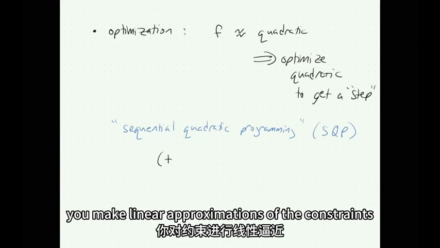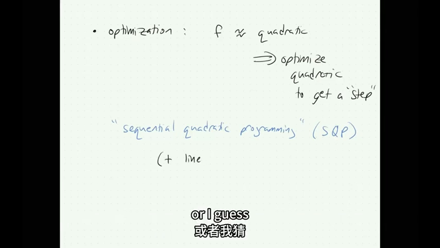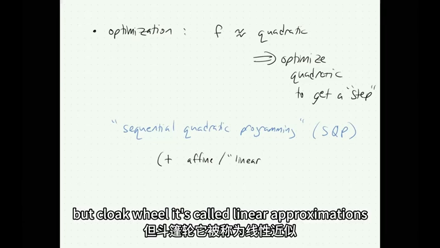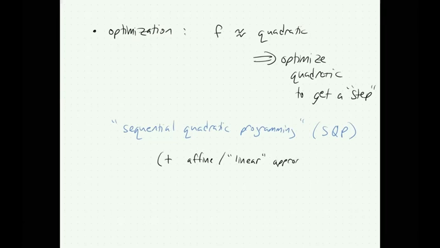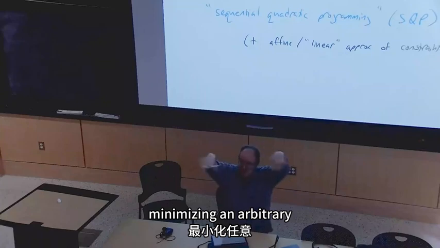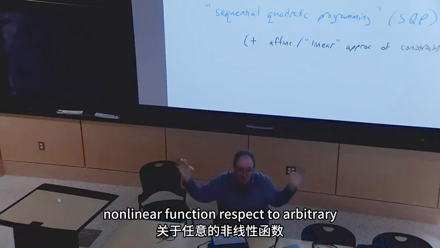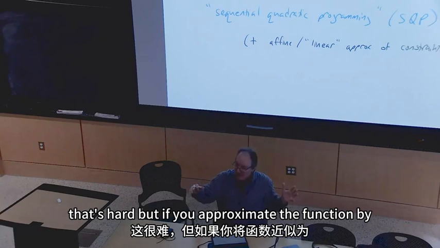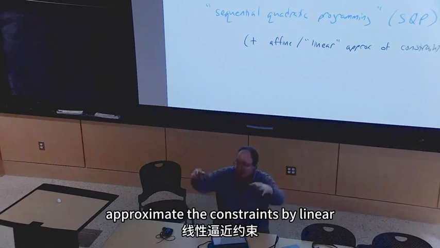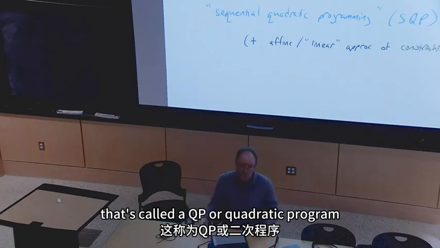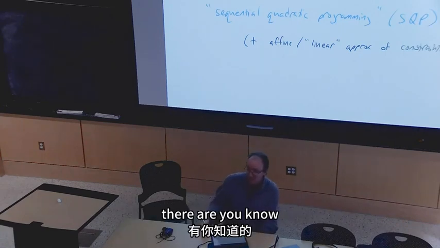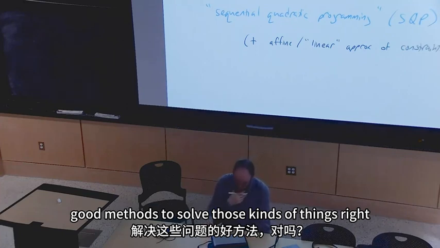Technically, if you have constraints, you make linear approximations of the constraints, or I guess affine approximations, or what colloquially is called linear approximations. So if you're minimizing an arbitrary nonlinear function with respect to arbitrary nonlinear constraints, that's hard. But if you approximate the function by a quadratic function using its second derivative, and approximate the constraints by linear, that's called a QP or quadratic program, and there are good methods to solve those kinds of things, right?